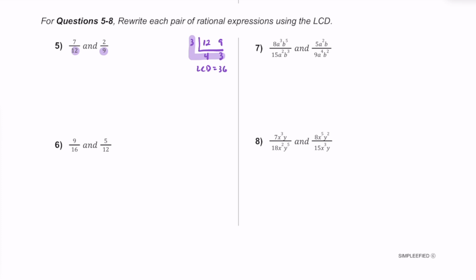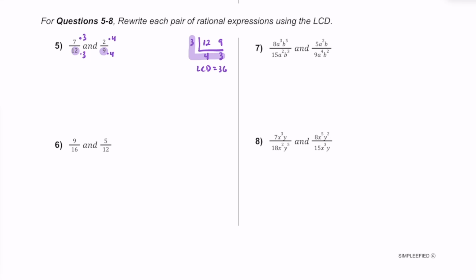Okay, so how do we get to 36? Well, if you multiply this 9 and 4, that's 36. 12 and 3, it's 36. So 12 times 3 is going to be 36. 7 times 3. Again, whatever you do to the bottom, you've got to do to the top. 9 times 4 is 36. We're going to have to multiply this 2 by 4 as well.